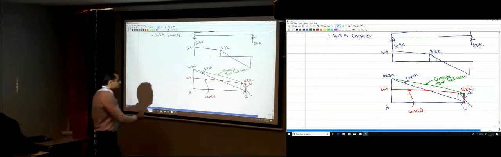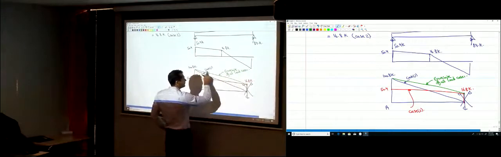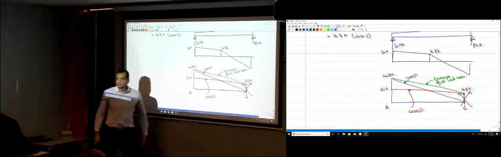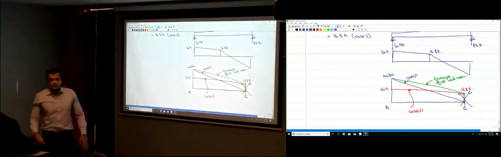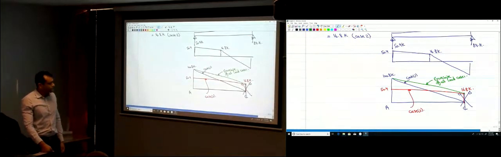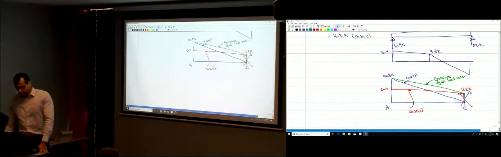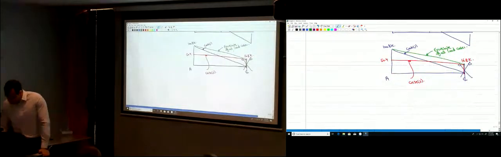I'm not going to use this line. I'm not going to use this red line. I'm going to use this green line for my design. And then you design it as we did in the previous problem. Okay? Any question? You're going to use this for design.